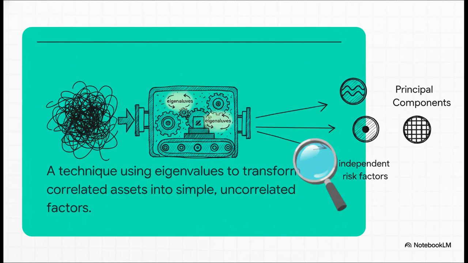So, how do we actually apply this? Well, that's where principal component analysis, or PCA, comes into play. PCA is like a machine. You feed in all your messy, tangled up assets that seem to move together. It then uses those eigenvalues we just talked about to spit out a few simple, independent risk factors, revealing the true structure underneath all the noise.